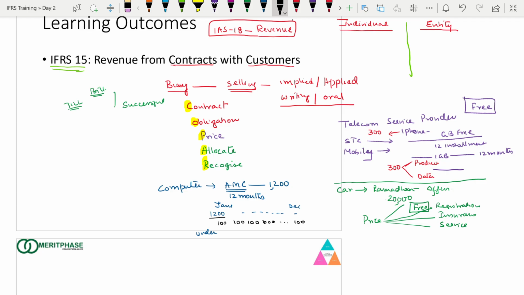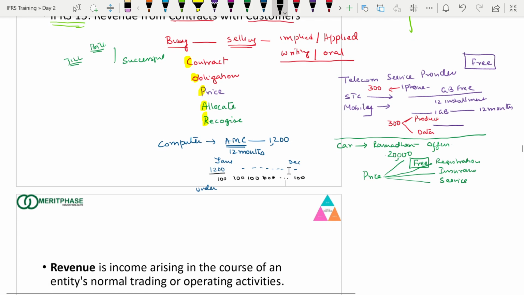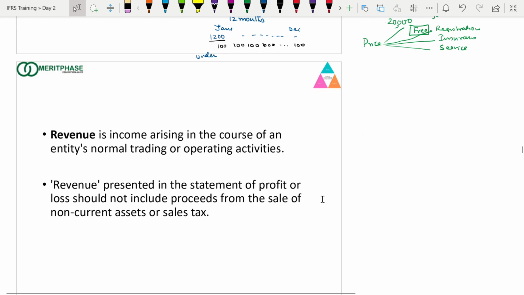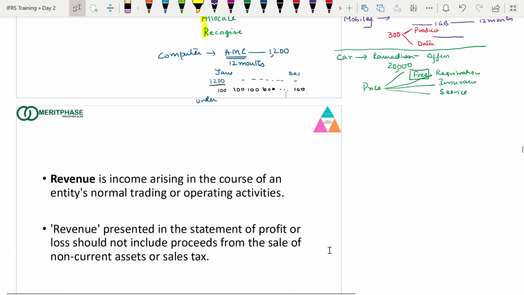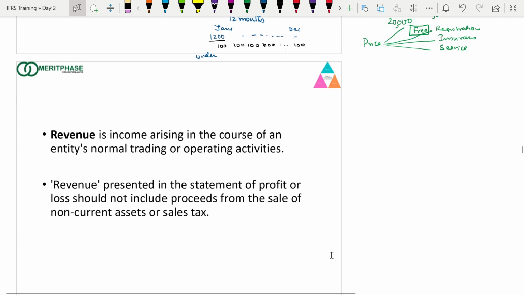We will cover each and every case, each and every step with an example, with a case study, and we will supplement it with a comprehensive understanding in the end. When we say revenue, is it clear to you? Yes. Is it right? Yes. Anywhere, any doubt, you want to stop any discussion, just ask. Nothing will happen. Revenue is income.